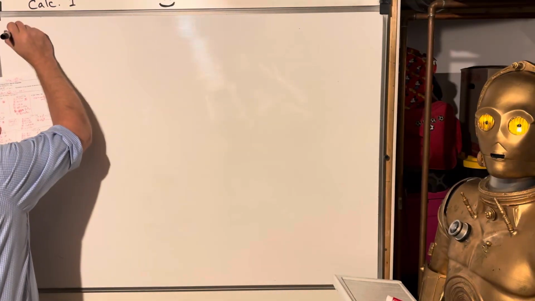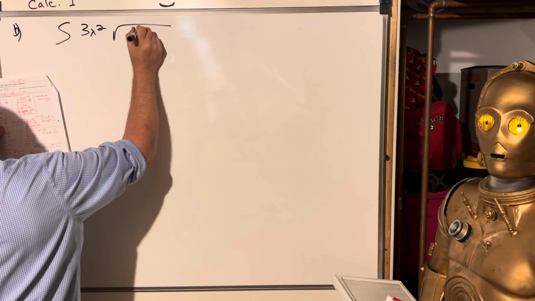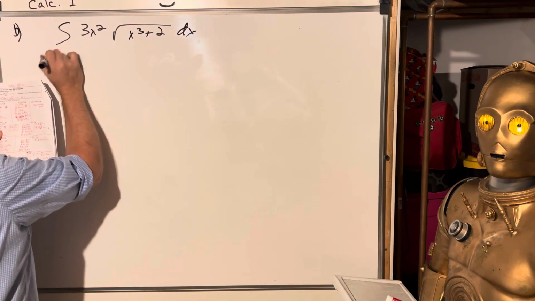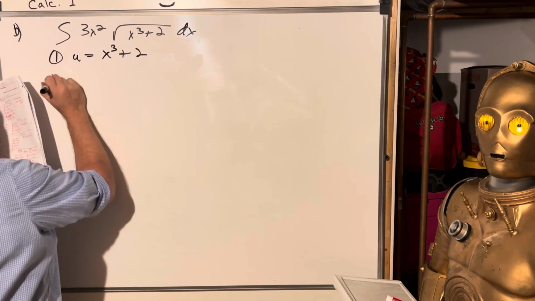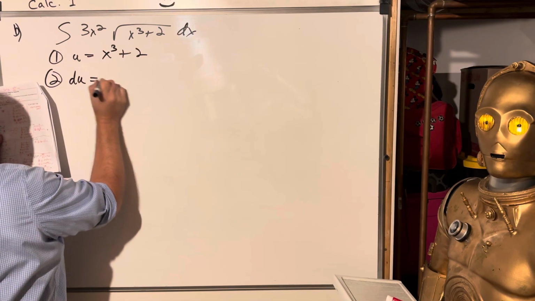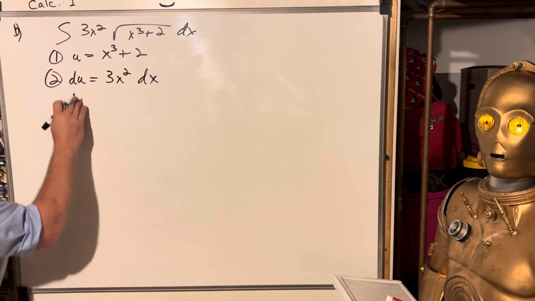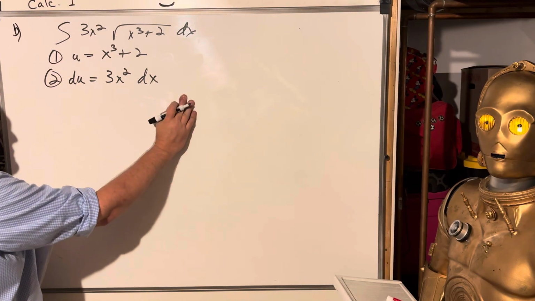Well, let's look at b. 3x squared times the square root of x cubed plus 2 dx. So number 1, u is equal to x cubed plus 2. Number 2, du is equal to 3x squared dx. So I didn't write du dx and then do another step. You can kind of get used to just doing this.